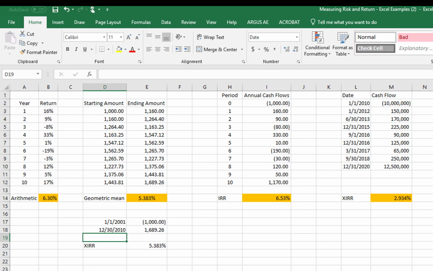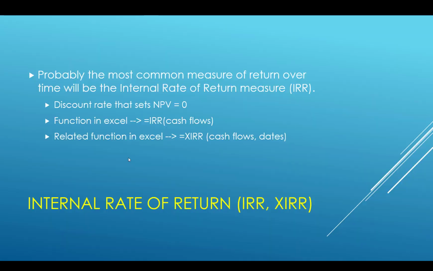So that's all for the risk and return measures, and I'll see you next time.